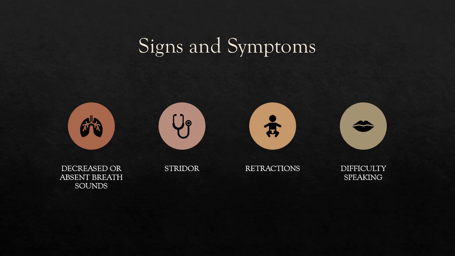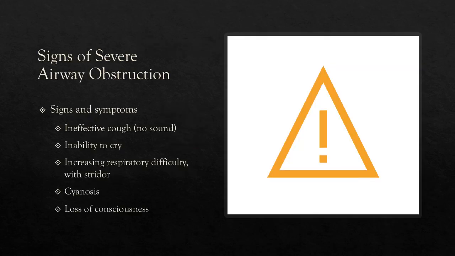Signs and symptoms: decreased or absent breath sounds. Stridor. This can be inspiratory, expiratory, or biphasic stridor. The most common is biphasic stridor. Retractions. Difficulty speaking. Signs of severe airway obstruction include ineffective cough or no sound, inability to cry, increasing respiratory difficulty with stridor, cyanosis, a late sign of hypoxemia, and loss of consciousness. These are true emergencies.